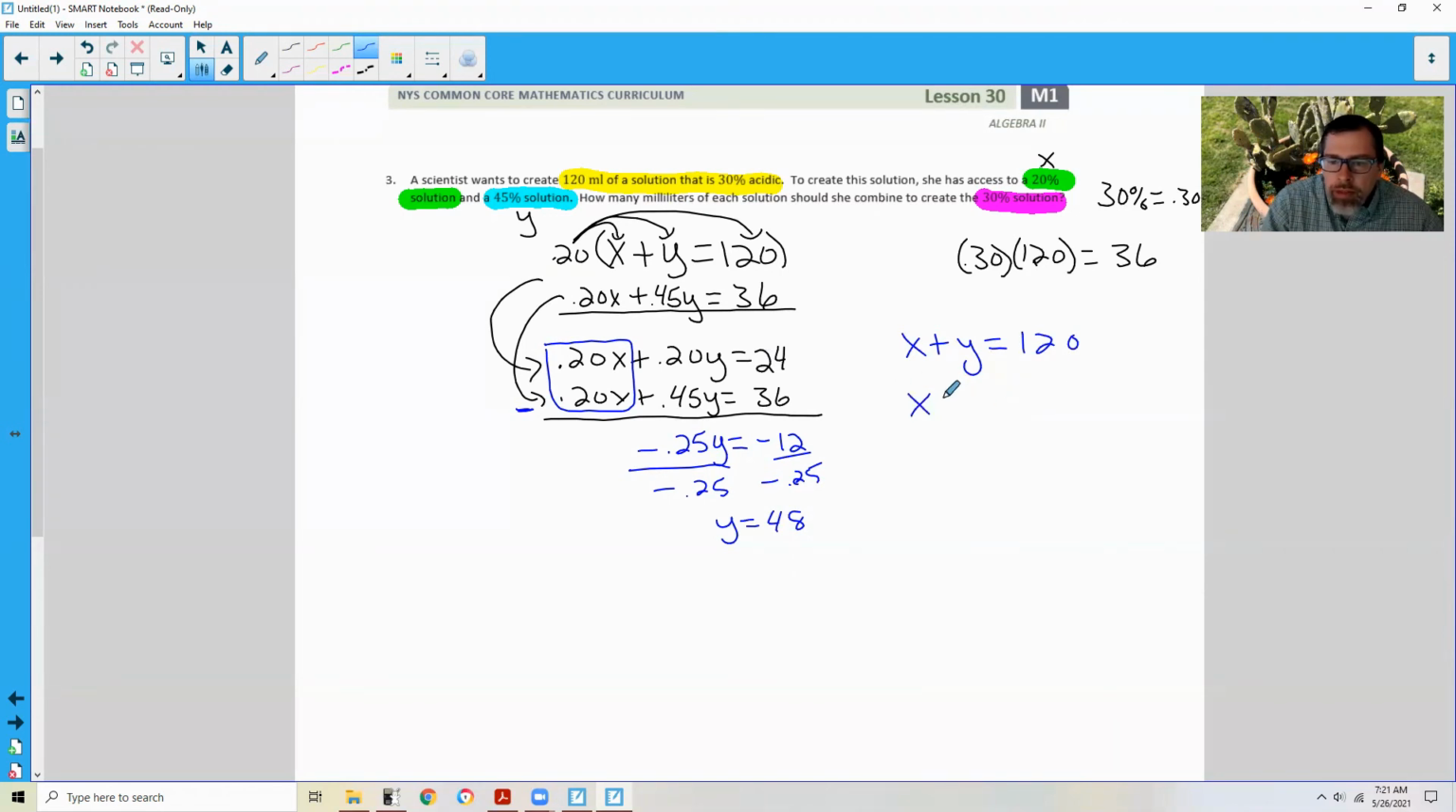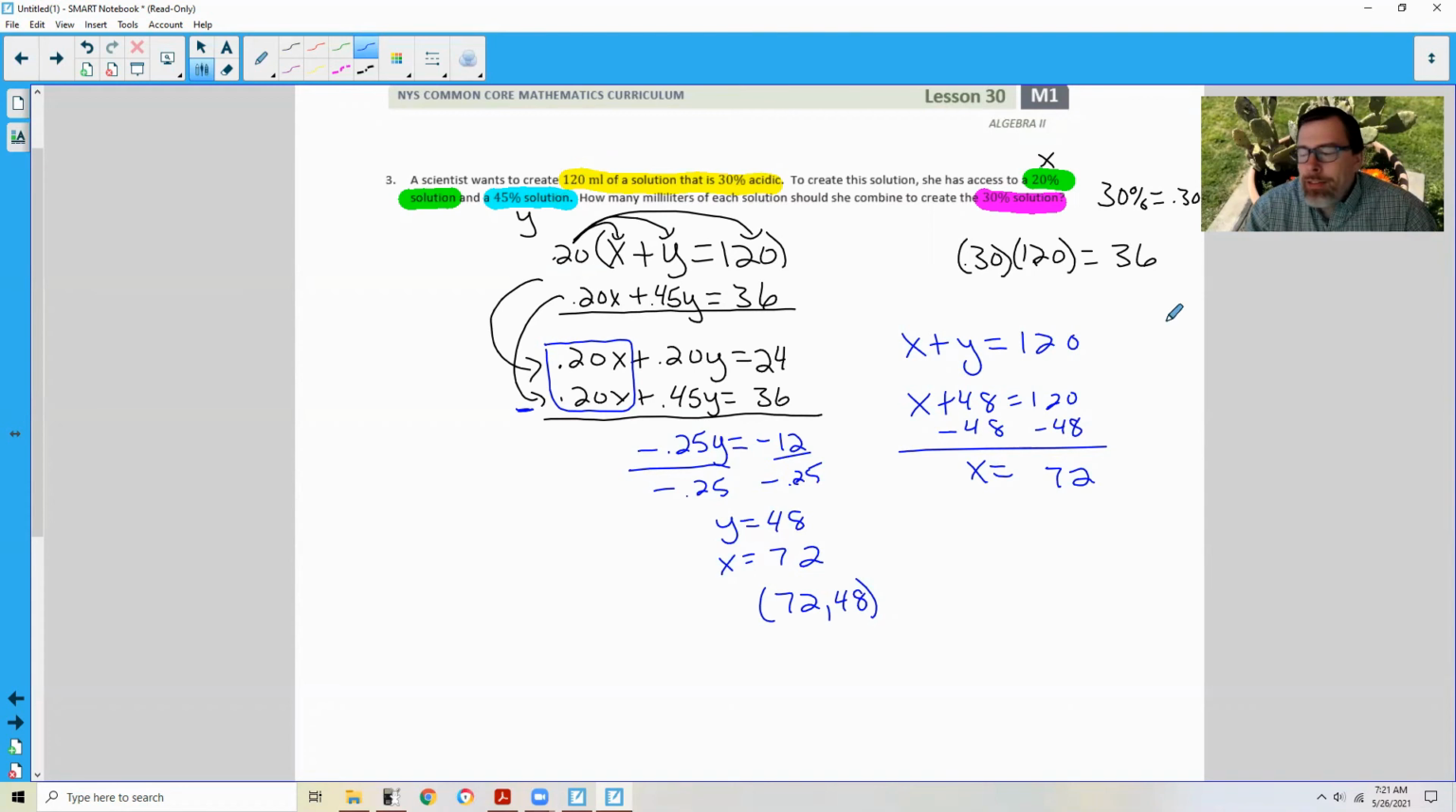Whoops, x plus 48 equals 120. Subtract the 48. Okay, and that cancels, and I get x equals, that's 2, and that's 7. So x equals 72. So my answer is 72, 48. What does that mean? I want 72 milliliters of my 20% solution, 48 milliliters of my 45% solution. That will give me a 30% acidic solution that totals 120 milliliters.